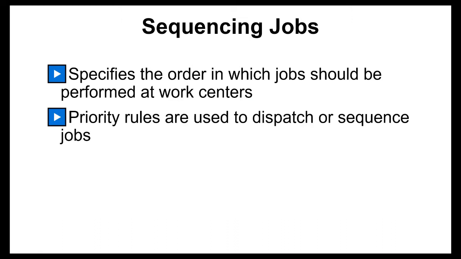If I have 5 jobs, so first to the fifth, which is good to do according to different rules. Different rules specify the order. If I have 10 orders, 5 orders, so we move on. Don't think about assignment already. Now we talk about sequencing. We want to specify the order in which jobs should be performed at work centers. And we are going to use these rules. We call them priority rules, priority rules to dispatch or to sequence.